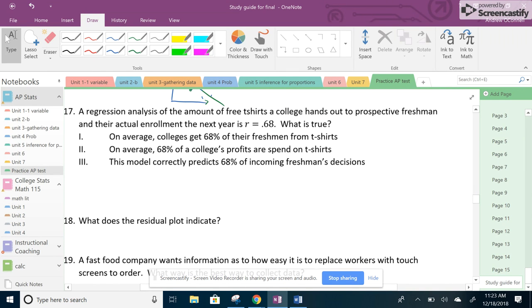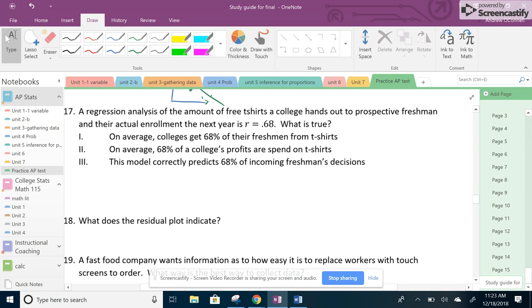17. A regression analysis of the amount of free t-shirts a college hands out to prospective freshmen and their actual enrollment for the next year is R equals 0.68. What is true? On average, colleges get 68% of their freshmen from t-shirts. Yay or nay? No, that's not right. On average, 68% of a college's profits are spent on t-shirts? No. This model correctly predicts 68% of incoming freshmen's decisions.